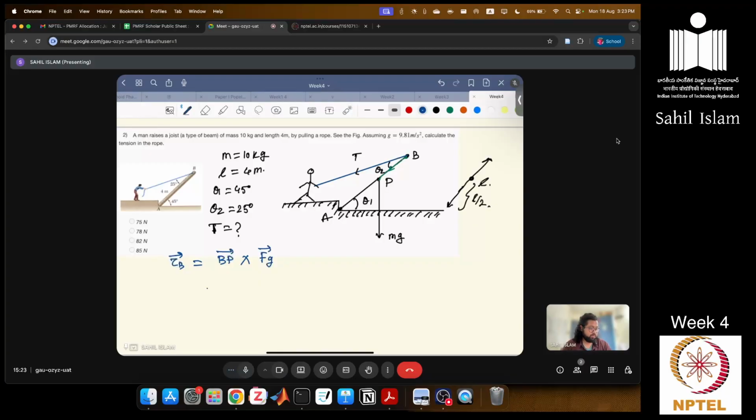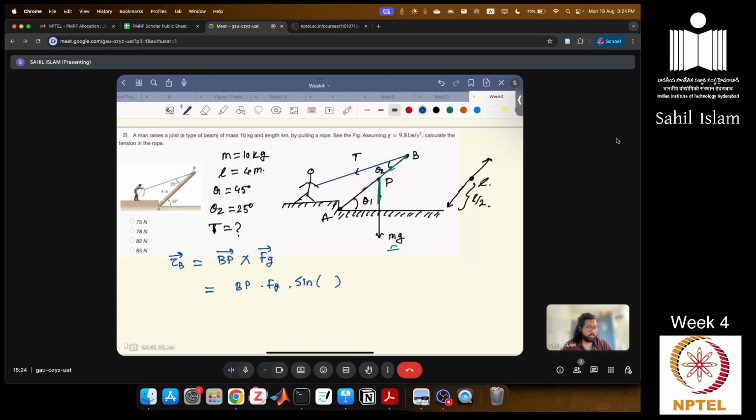Now, this gravitational force is acting along this line, this mg. So what is the angle? We can write this as mod of BP times mod of Fg times sine of the angle between BP and Fg. So BP is like this, and the force of gravity is like this. So the angle between them is this angle.